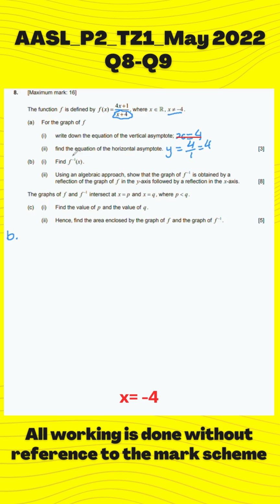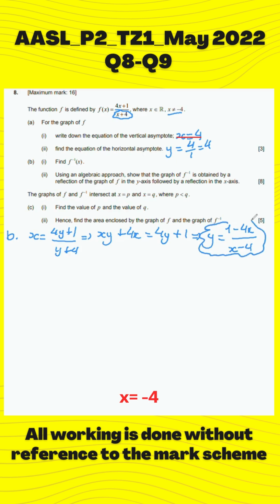So we will switch x and y. We will have x equal to (4y plus 1) divided by (y plus 4). And then we need to make y the subject of the equation. So xy plus 4x equals 4y plus 1. So y will be (1 minus 4x) divided by (x minus 4). This will be the equation of the inverse of f.